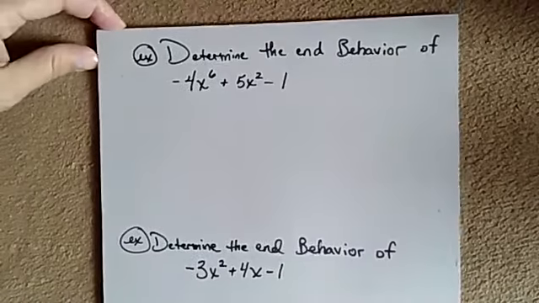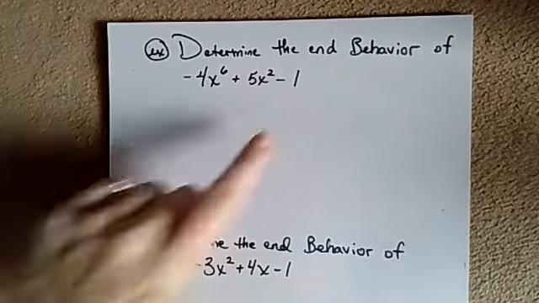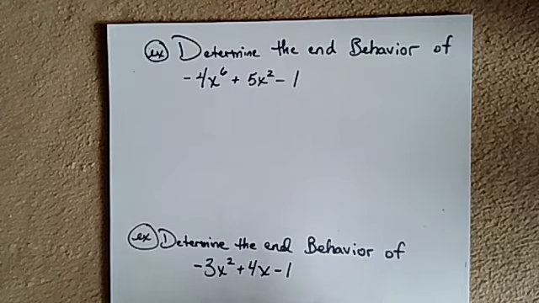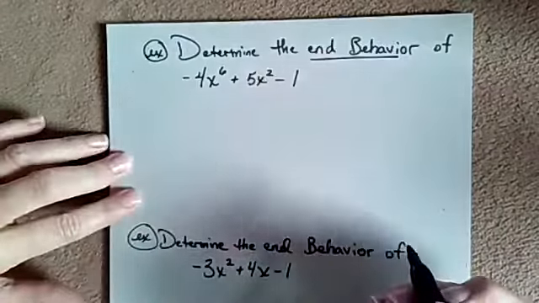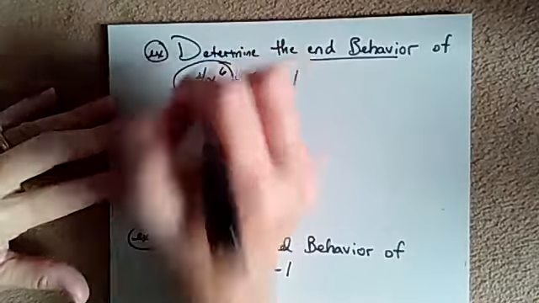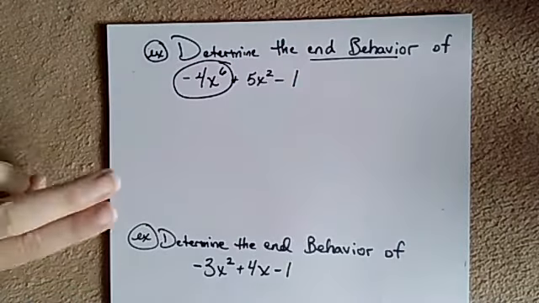I have 2 examples here. Determine the end behavior of this. I've just given you some random polynomial. We're only looking for the end behavior. So remember what we do. We look at the leading term. 2 things to look at.